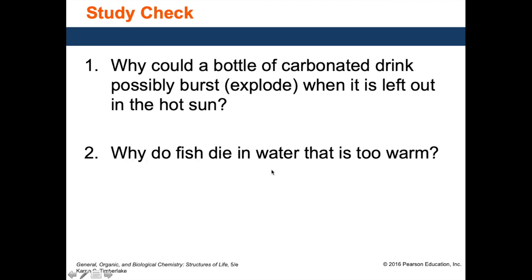Why do fish die in water that is too warm? I don't know if you've noticed, but in unusually hot summers, if you live by a lake or a pond, you might notice that there are more dead fish floating in the water when the temperature starts rising to higher than average. Okay, this is one of the concerns with climate change, right?